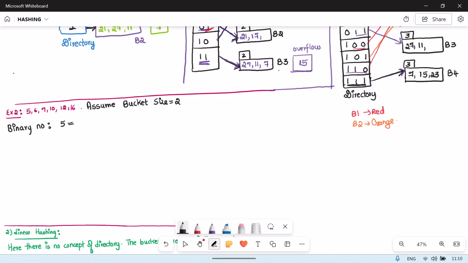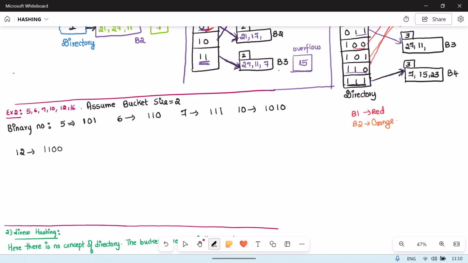So 5 is 101, right? Correct? 6 is 110. 7 is 111. 10 is 1010. And 12 is 1100. And 16 is 1 followed by 4 zeros.